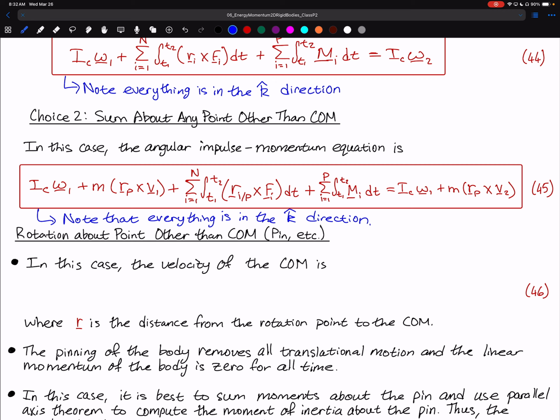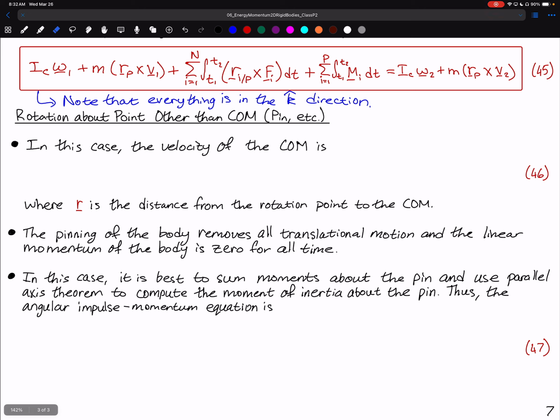Choice 2 on the right side, why do we have omega 1 there? Oh, we shouldn't. That should be omega 2. Okay.